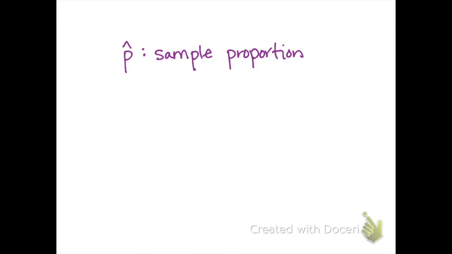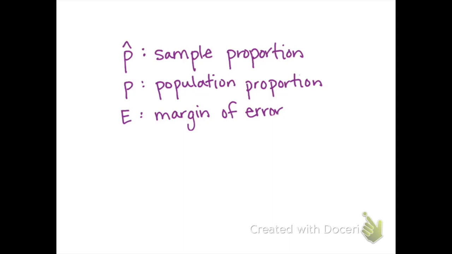P hat is the sample proportion. P is the population proportion. E is the margin of error. And Z sub alpha divided by 2 is our critical Z-score. This is the Greek letter alpha. We'll talk more about each of these in the example problem.